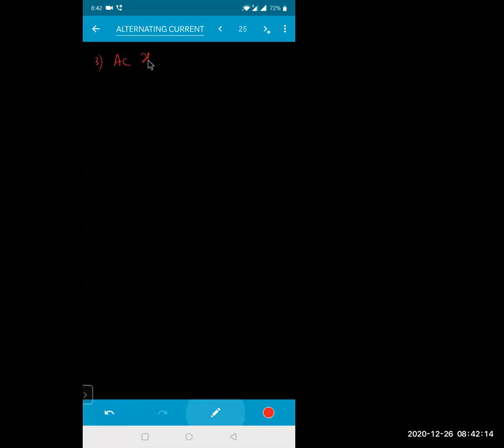Third one, AC through a capacitor. So we are getting all the conditions: what happens when alternating current passes through a resistor, through an inductor, and through a capacitor. Right now I am taking a capacitor like this. To this capacitor we are connecting an alternating source. The potential here is V equals V naught sine of omega t.